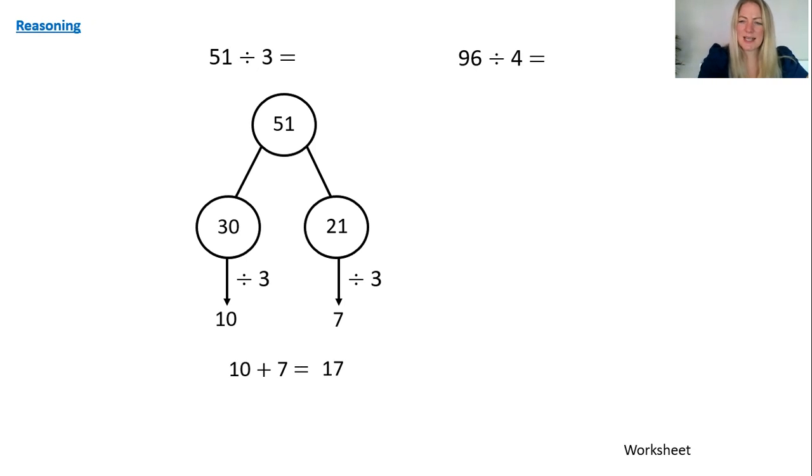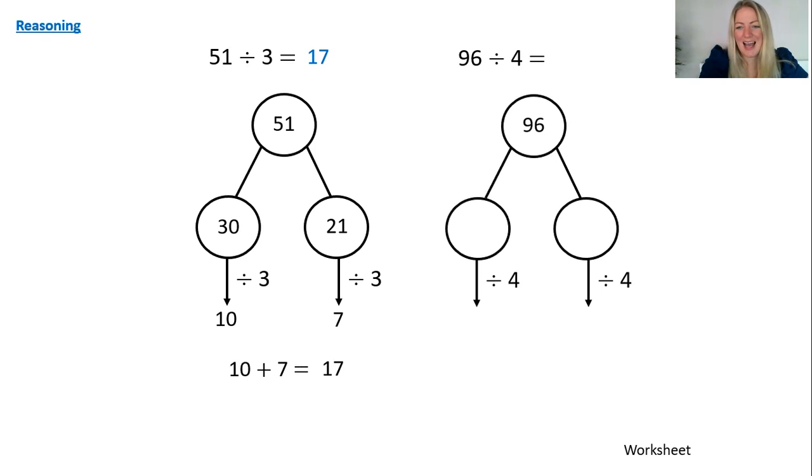What about 96 divided by 4? You might have partitioned this into 80 and 16, like we did with the base 10. So 80 divided by 4 is equal to 20, and 16 divided by 4 is 4. So 96 divided by 4 is equal to 24.